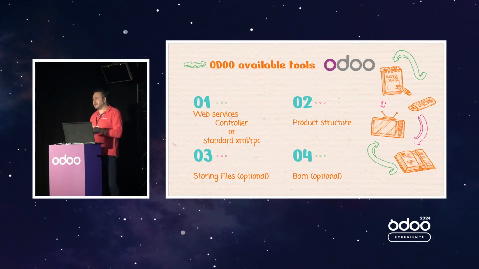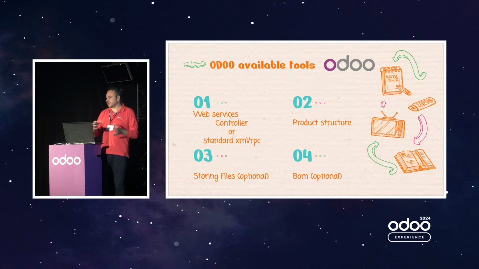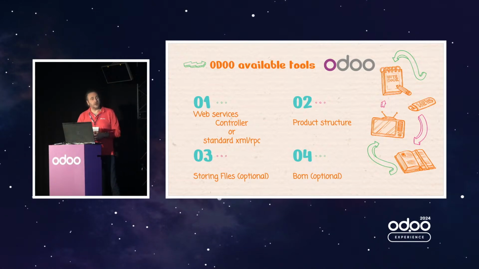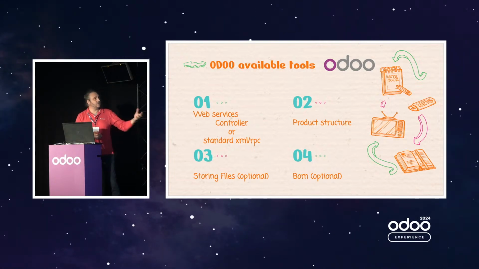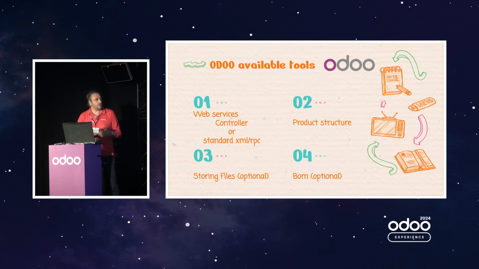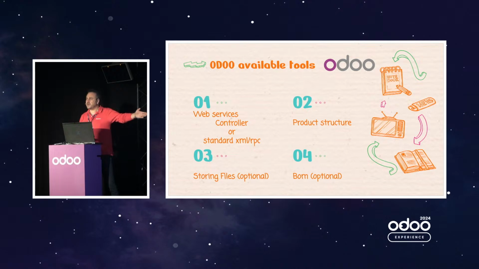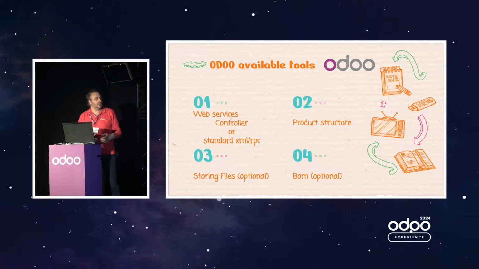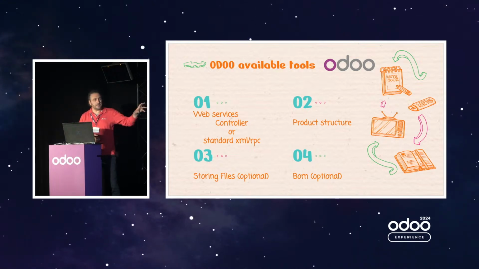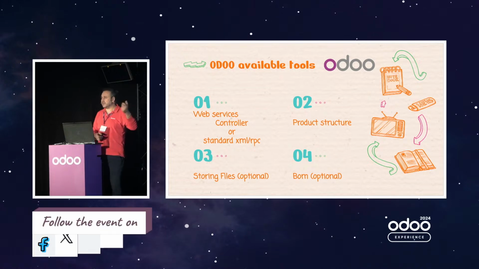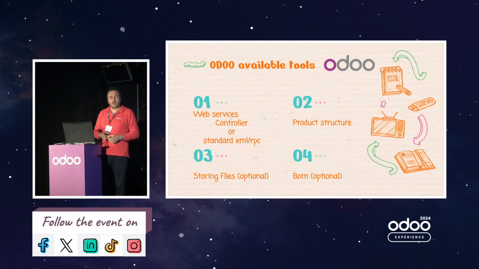Now we have seen the CAD application; on the other side we have Odoo. What is available? What are the tools that we can use in Odoo? Of course, the web services and controllers, or standard XML-RPC. With those kinds of tools, we are able to write and read information inside Odoo.